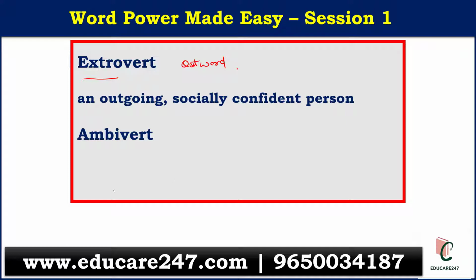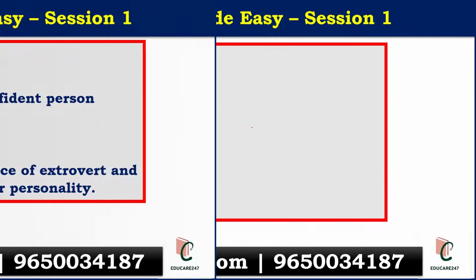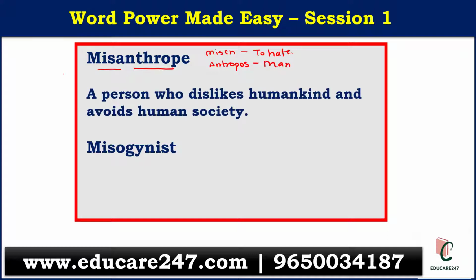Next we have ambivert, where ambi means around or both. Someone who is basically balanced. A person who has a balance of extrovert and introvert features in their personality will be termed as an ambivert. Next word we have here is misanthrope. Mis is basically the root which means to hate, and anthropos means man. So a person who dislikes humankind and avoids human society is a misanthrope.